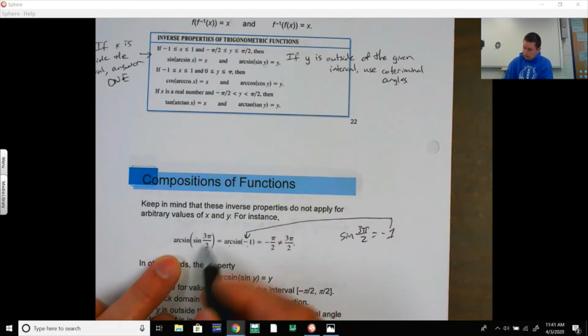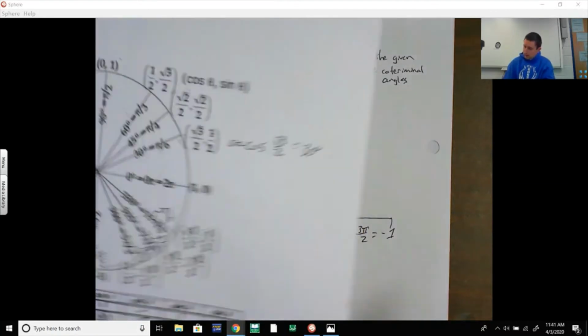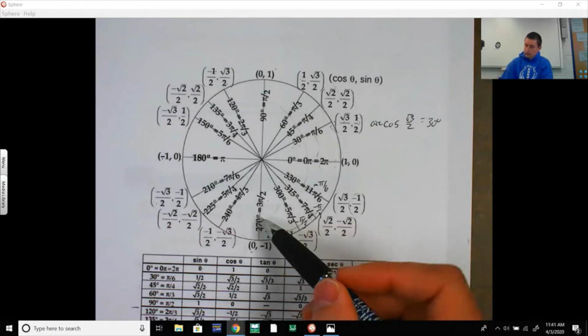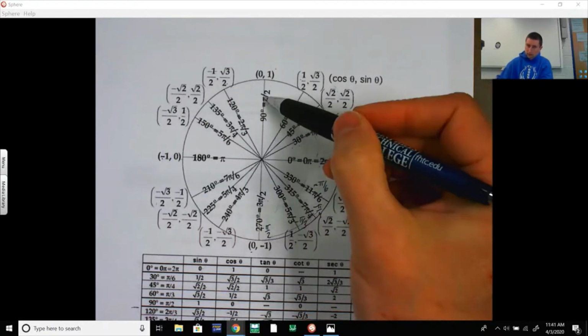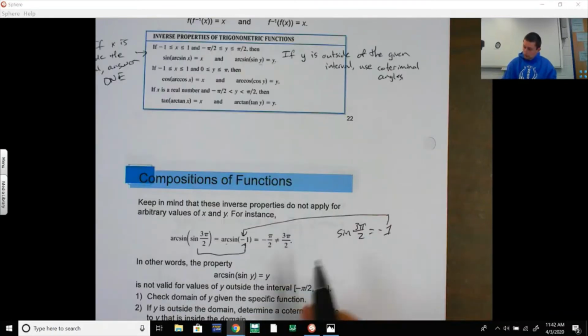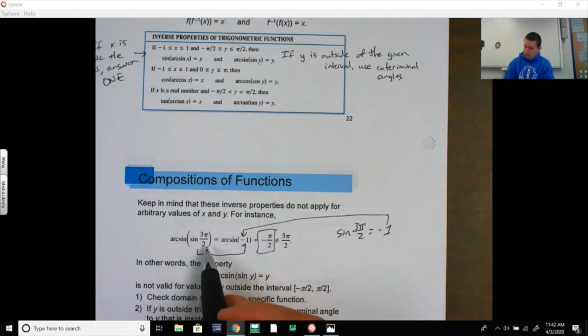They evaluated this. Okay? Now the arcsine of -1 is not 3 pi over 2 because that is not in the interval from -pi over 2 to pi over 2. So the answer here is actually -pi over 2, so that's what they have here. It's not going to be the same thing that you started with.